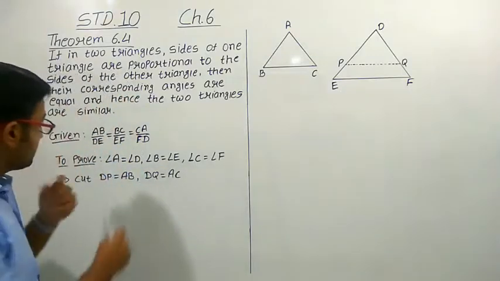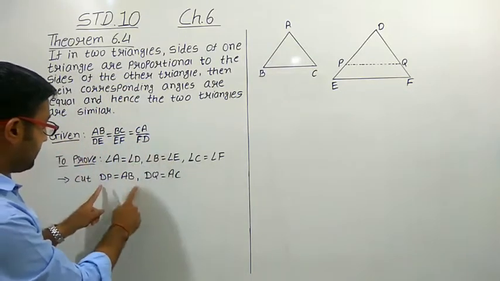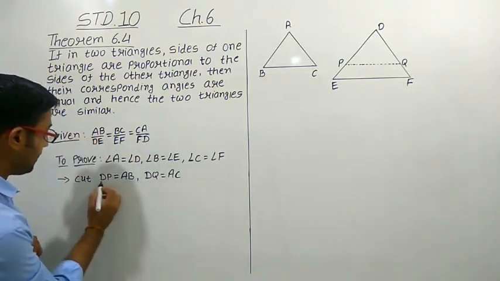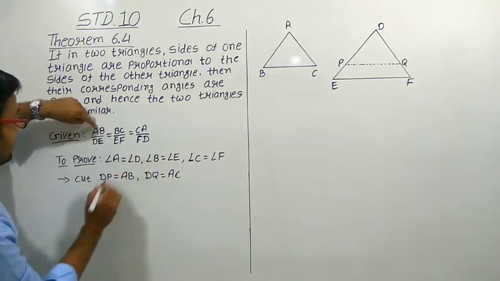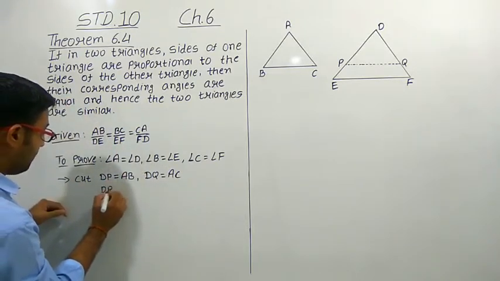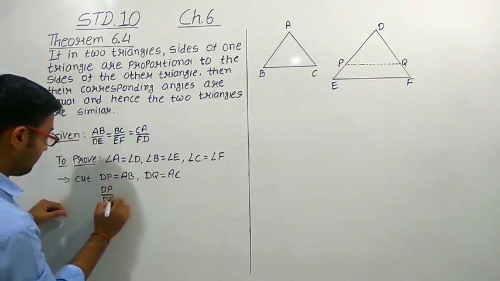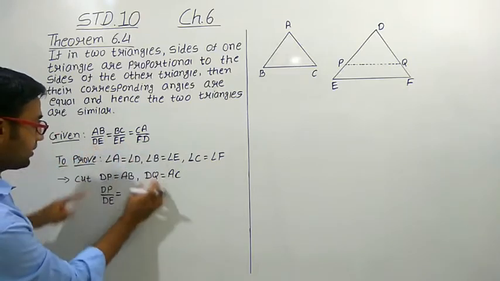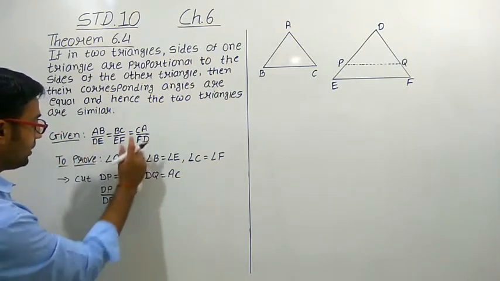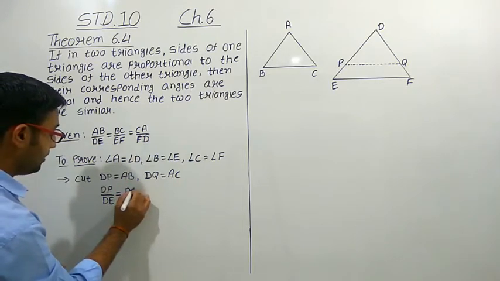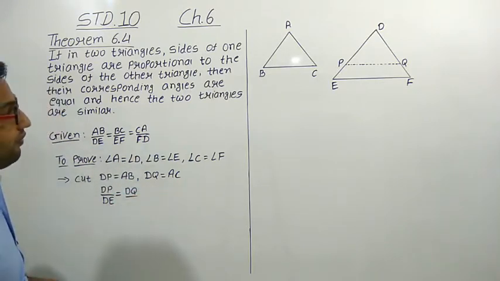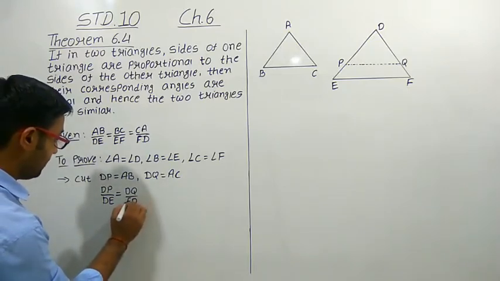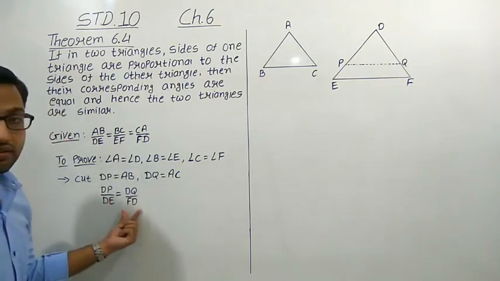Okay. Now this is the given condition. If we apply this in this criteria, then what will happen? See, instead of AB we can write DP. So by applying DP we can write DP upon DE is equal to, here instead of CA we can write DQ, DQ upon FD. Right? These two things here we have to write.